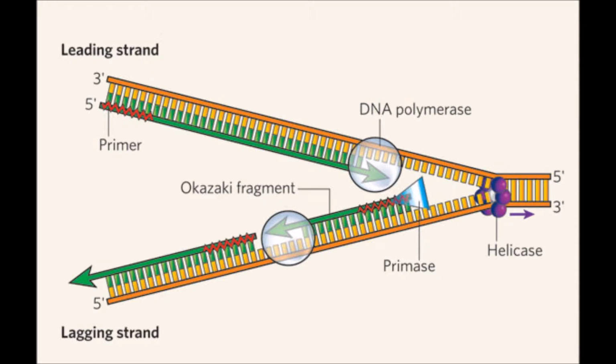The antiparallel structure of DNA is important in DNA replication because it replicates the leading strand one way and the lagging strand the other way. During DNA replication, the leading strand is replicated continuously, whereas the lagging strand is replicated in segments known as Okazaki fragments.